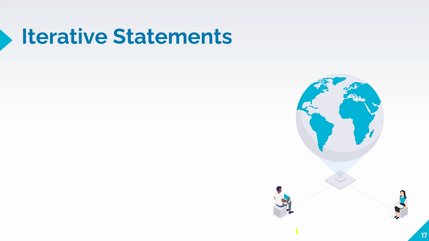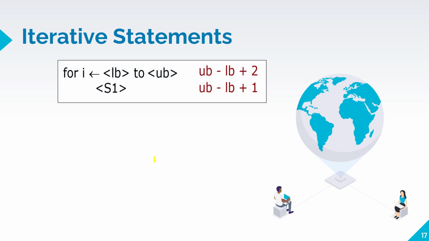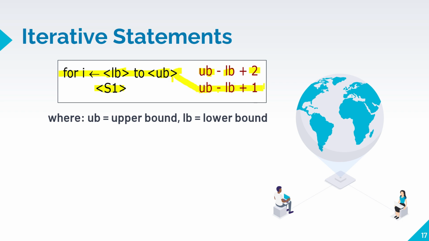Next, let's have iterative statements. For iterative statements, we have the different looping statements such as for, while, and do while. In the following formula, we use the for loop. We have the counter I from lower bound to upper bound, where LB is the lower bound and UB is the upper bound, and then the statement. For the loop condition, the computation is upper bound minus lower bound plus 2. For the statement, we have upper bound minus lower bound plus 1. If you notice, it is just less 1 from the earlier computation.